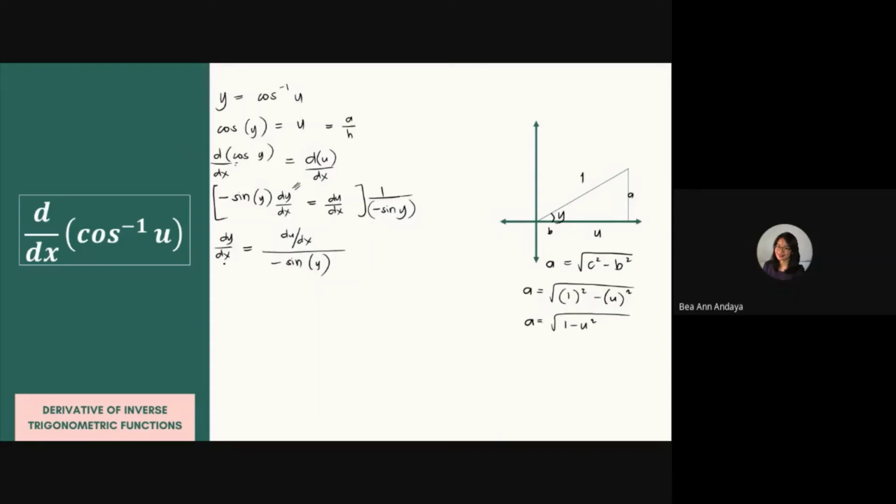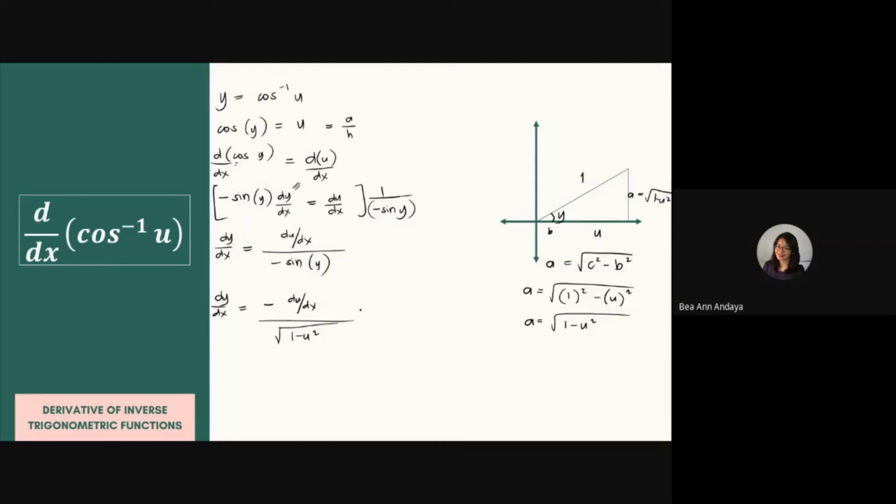So, from this, ilalagay na natin ang dy all over dx as equivalent to the negative of du all over dx, and then yung sine y natin. The sine y is opposite all over hypotenuse. So, ang opposite natin ay equivalent sa square root of 1 minus u squared, and the hypotenuse is 1. So, parang parehas dun sa isang derivation natin kanina, ang sin y ay equal sa square root of 1 minus u squared.